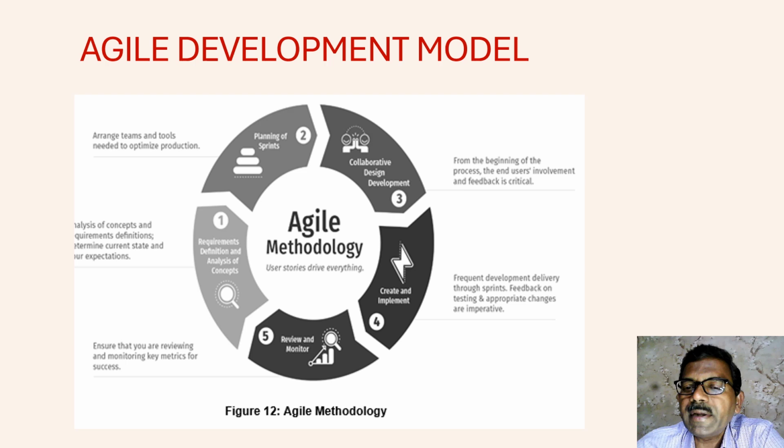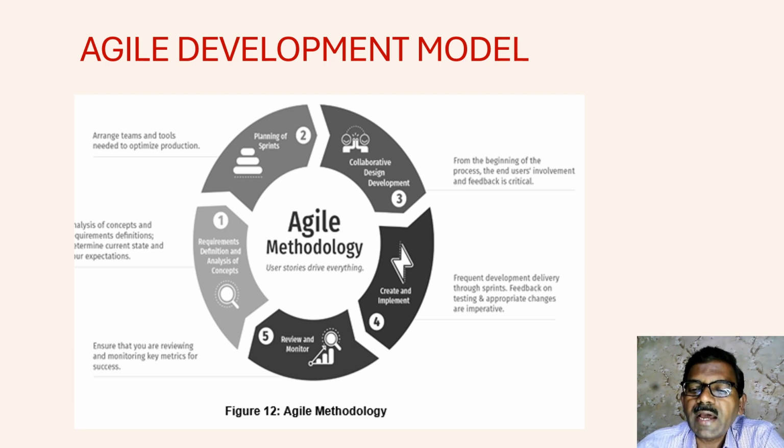Then it starts collaborative development. So design, development, and testing will go on in the third phase continuously, simultaneously, where the end user is also involved. So feedback is taken into consideration and the project evolves continuously. That is why it is agile. Then comes the create and implementation. So frequent development delivery through sprints, and feedback on the testing and appropriate changes are imparted. So it is happening continuously. The agileness is because of that, because it is continuous improvisation.